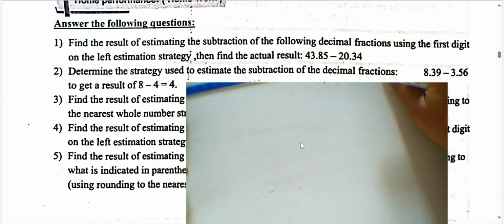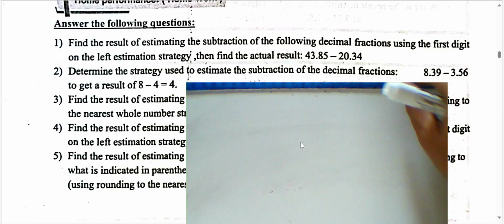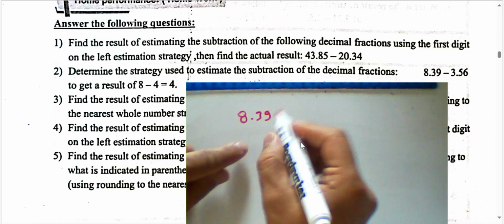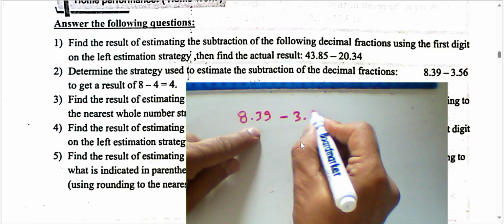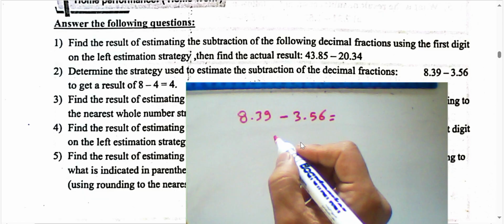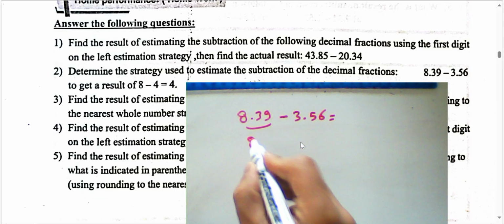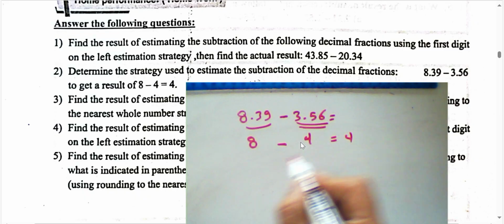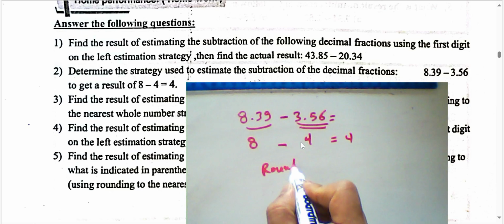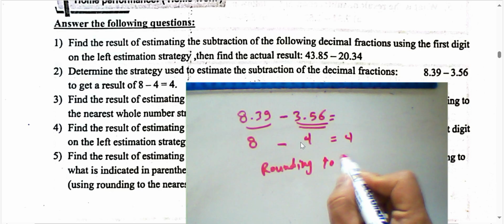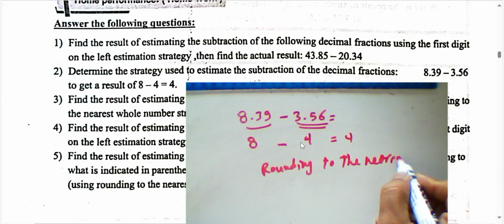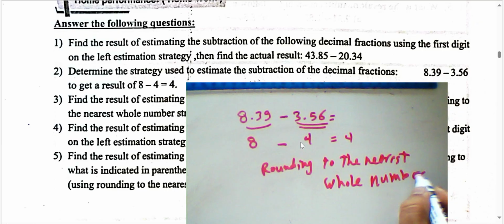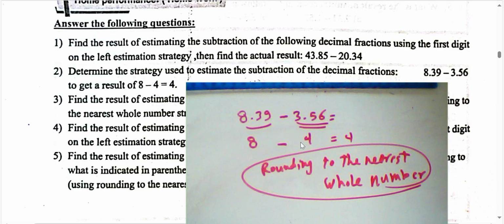Determine the strategy used to estimate this number. You want to find the type of strategy for 8 and 39 hundredths subtracted by 3.5 and 6. What is the strategy here? This number is approximated to the nearest whole number, 8, and this number approximated to the nearest whole number would be 4. Then the strategy is approximating or rounding to the nearest whole number.